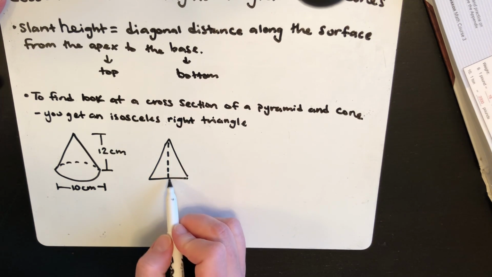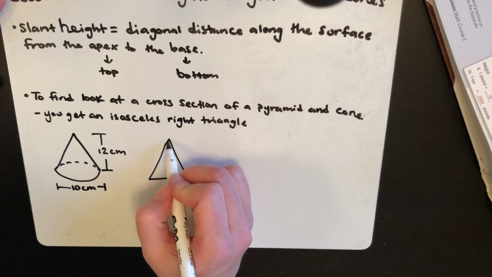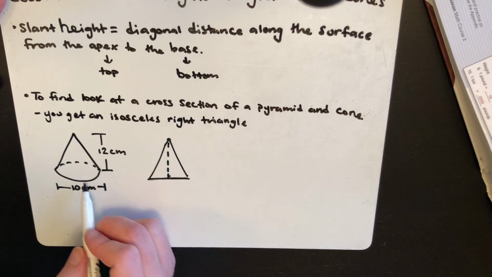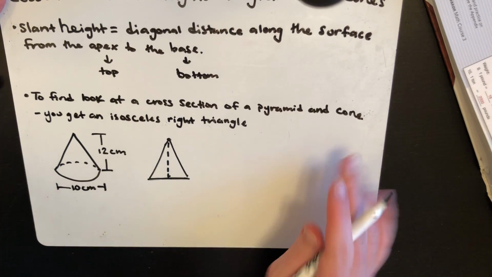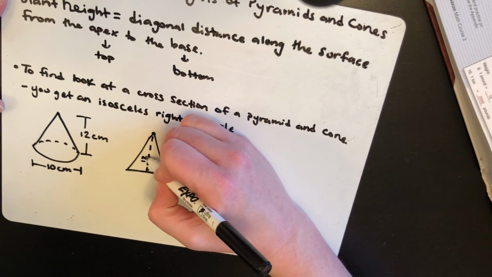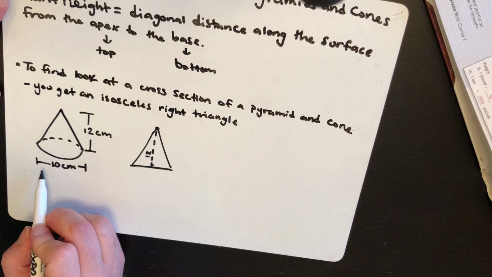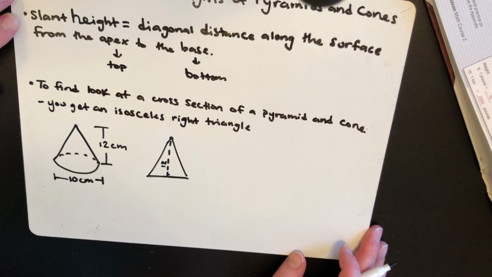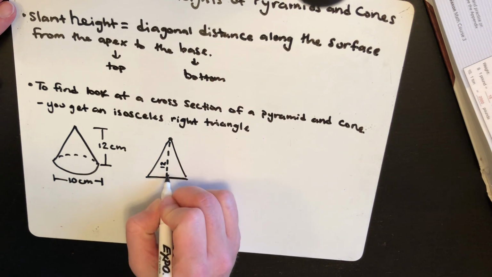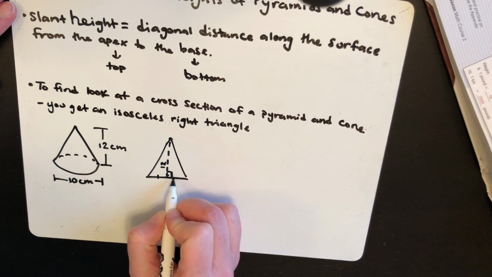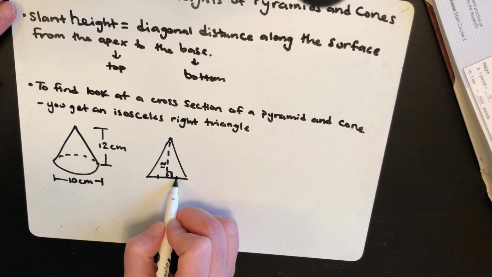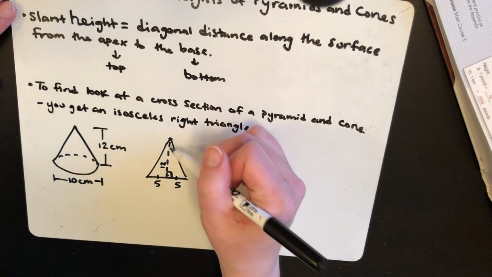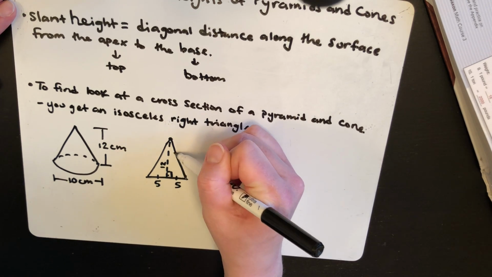So this dashed line is the height, right? Here is my apex and here is my base. The regular height on the cone was 12 centimeters. And I know that my base was 10 centimeters. If you think about where the height lands, it divides this bottom piece into two. The whole thing is 10, so each one of these is 5. Now I'm trying to find this length right here.